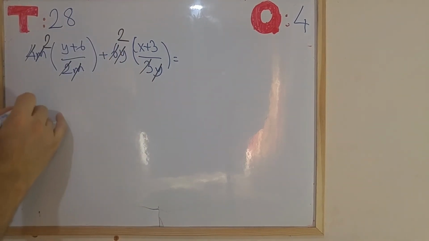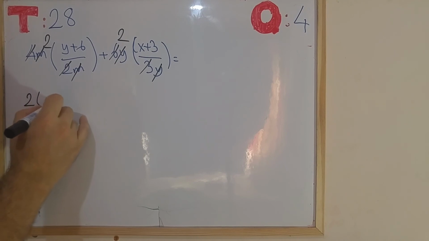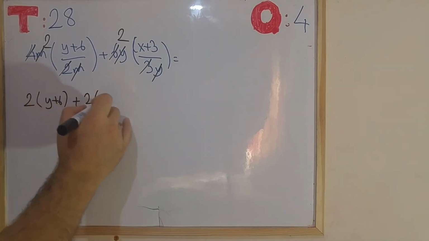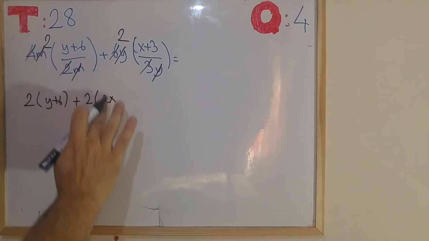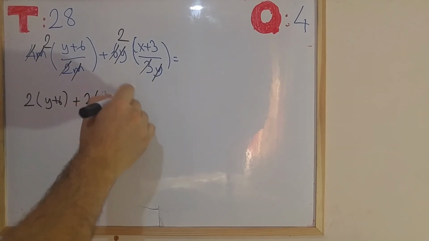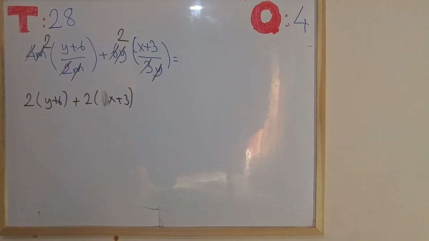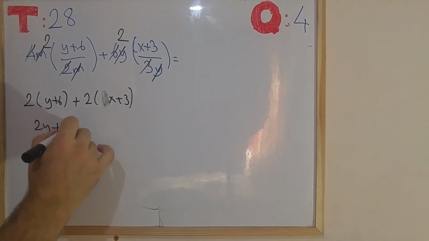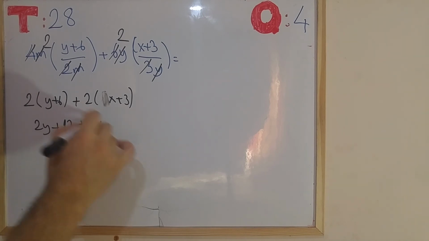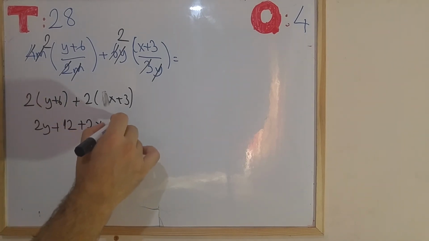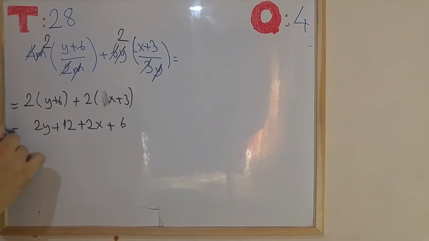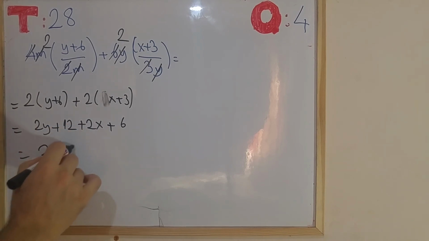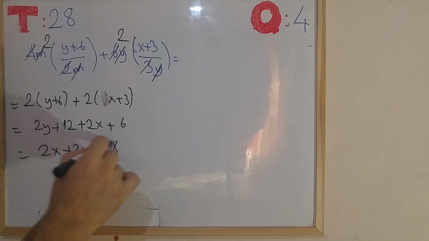What I have is 2 times y plus 6 plus 2 times x plus 3. Now let's expand the parentheses. What I have is 2y plus 12 plus 2x plus 6, which makes what I have here equal to 2x plus 2y plus 18.